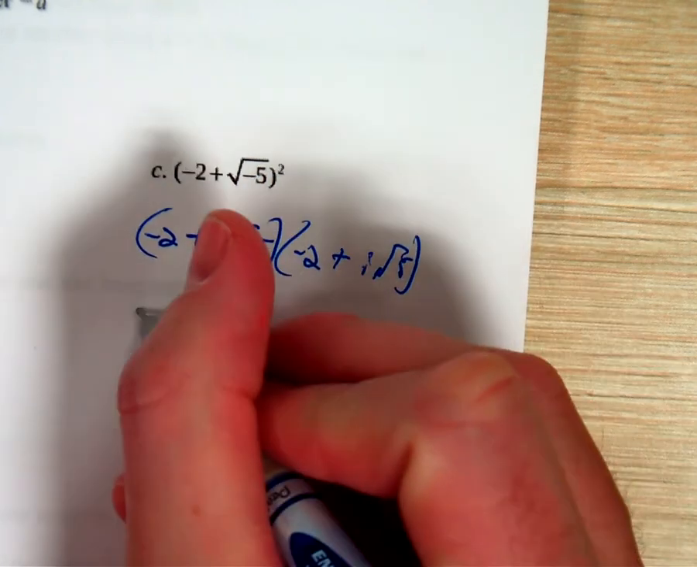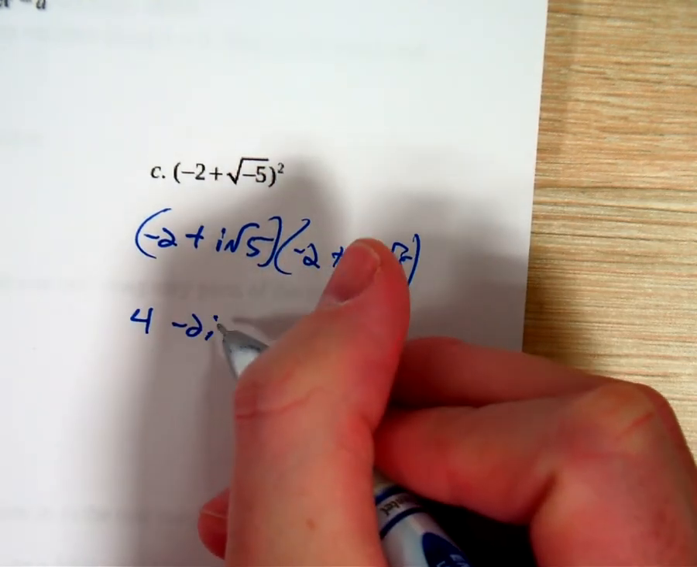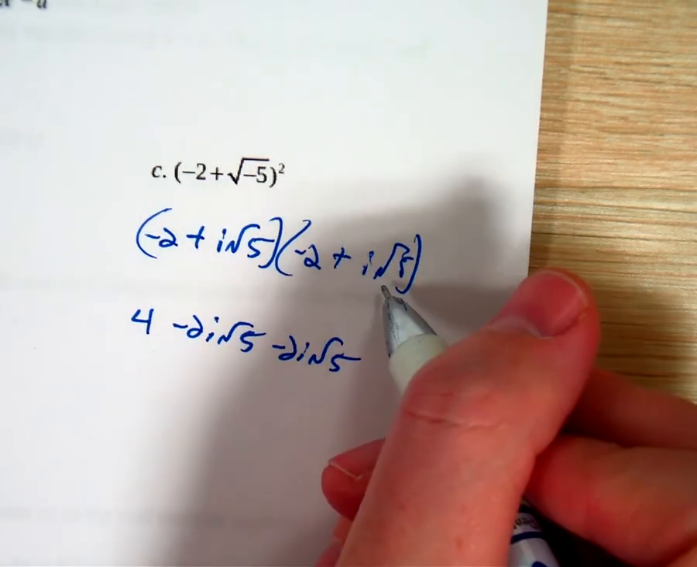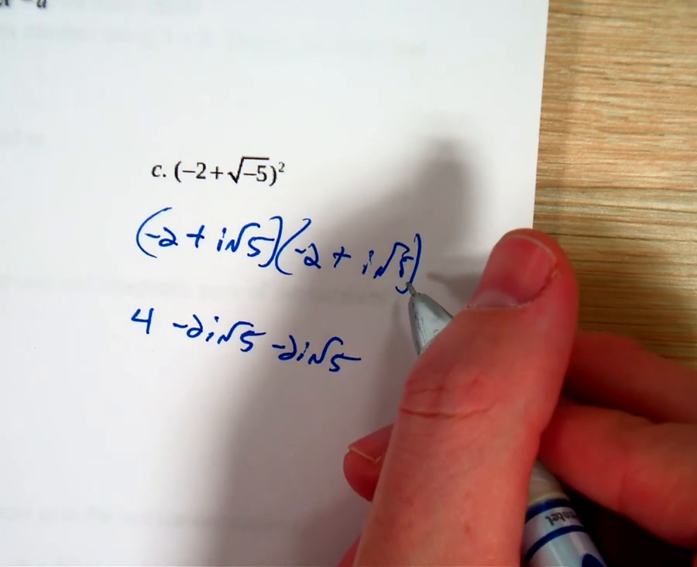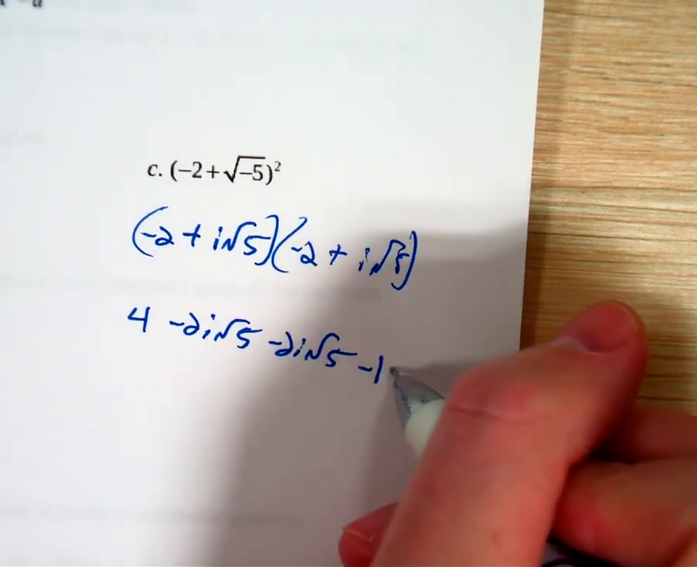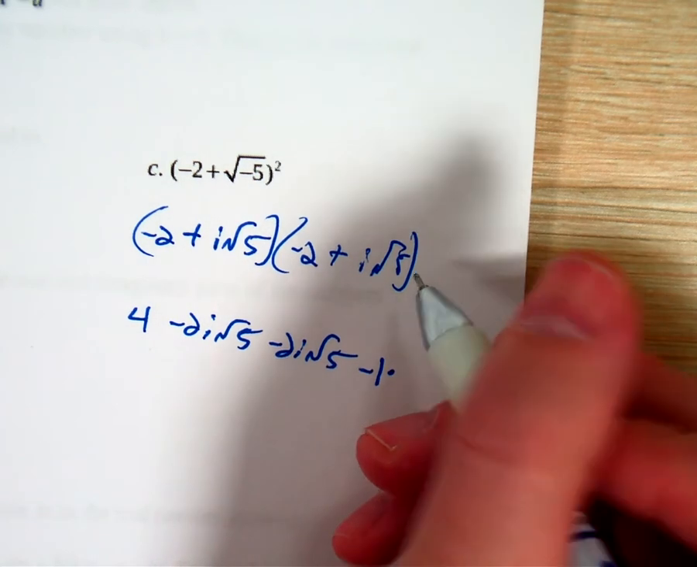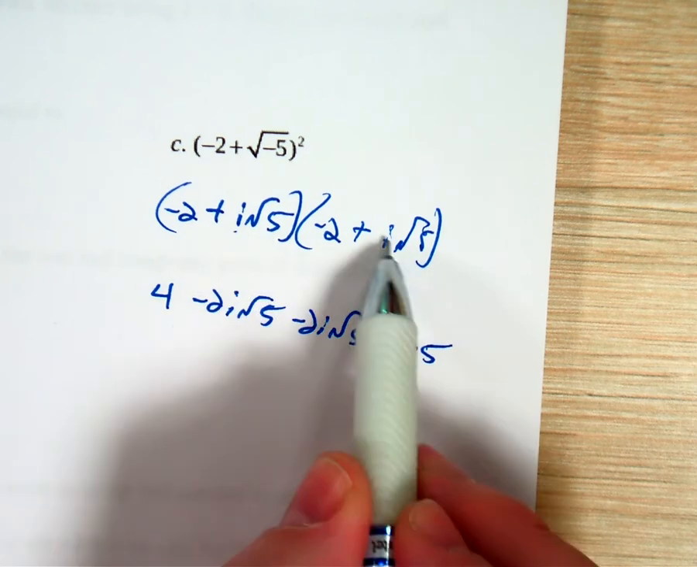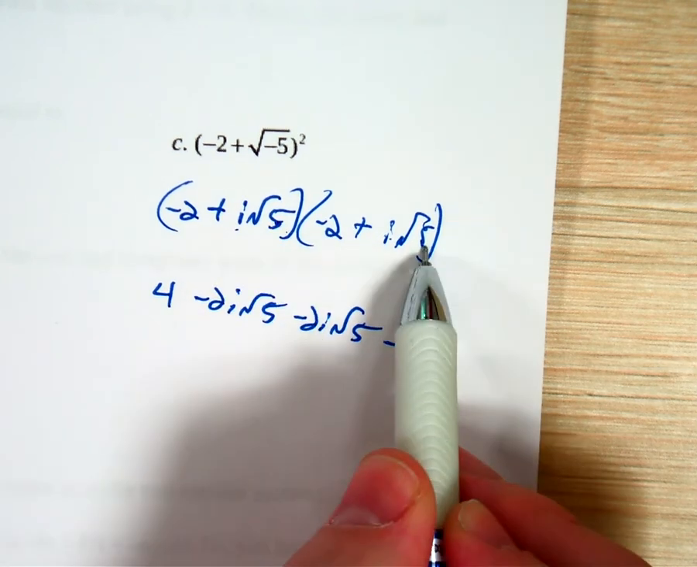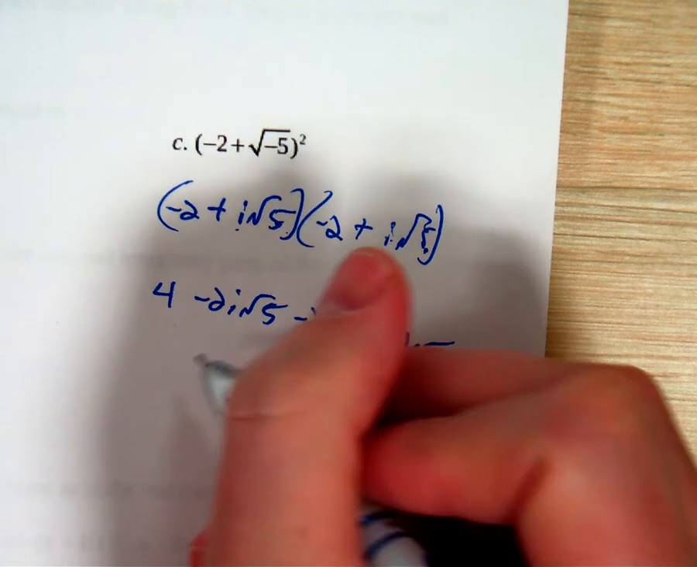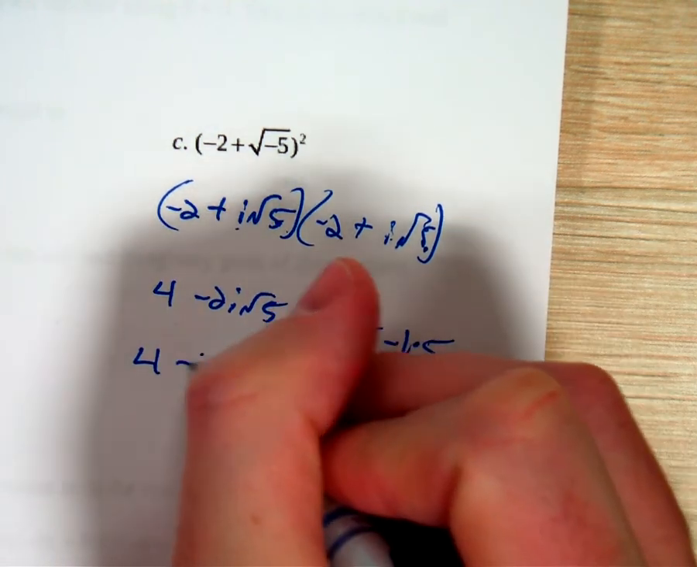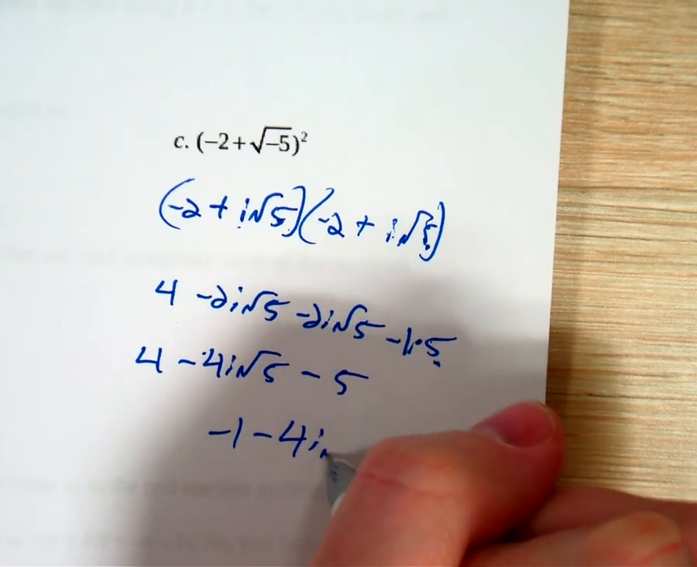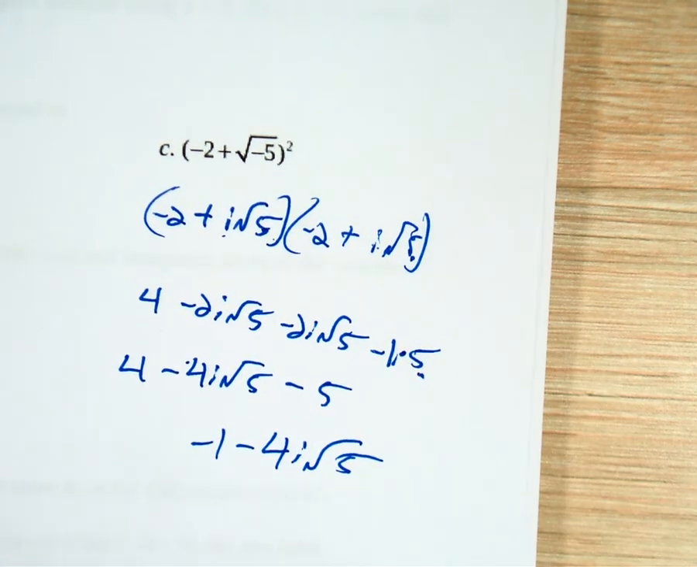So negative 2 squared, that's positive 4, minus 2i square root of 5, minus another 2i square root of 5, and i squared and square root of 5 squared. So i times i is going to be negative 1. Square root of 5 times square root of 5 is regular 5. That's going to be a negative 5. Minus 4i radical 5 minus 5. And there we are. Whew.